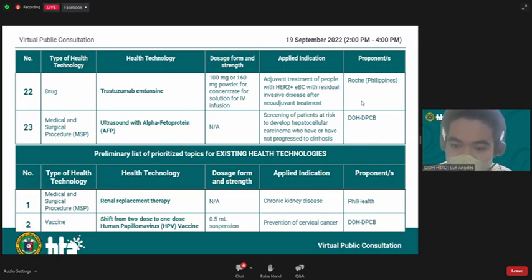For our existing technologies, we have renal replacement therapy for chronic kidney disease, submitted by PhilHealth, and the shift from 2-dose to 1-dose human papillomavirus vaccine for the prevention of cervical cancer, submitted by the DOH HTPCV. So that's all. That's our 25 assessments, consisting of 33 topics. Thank you. Next slide, please.